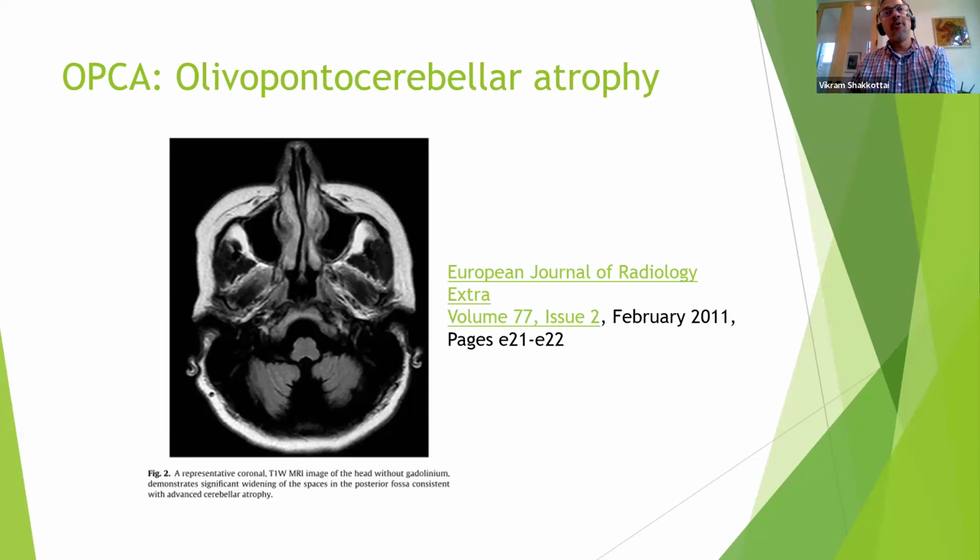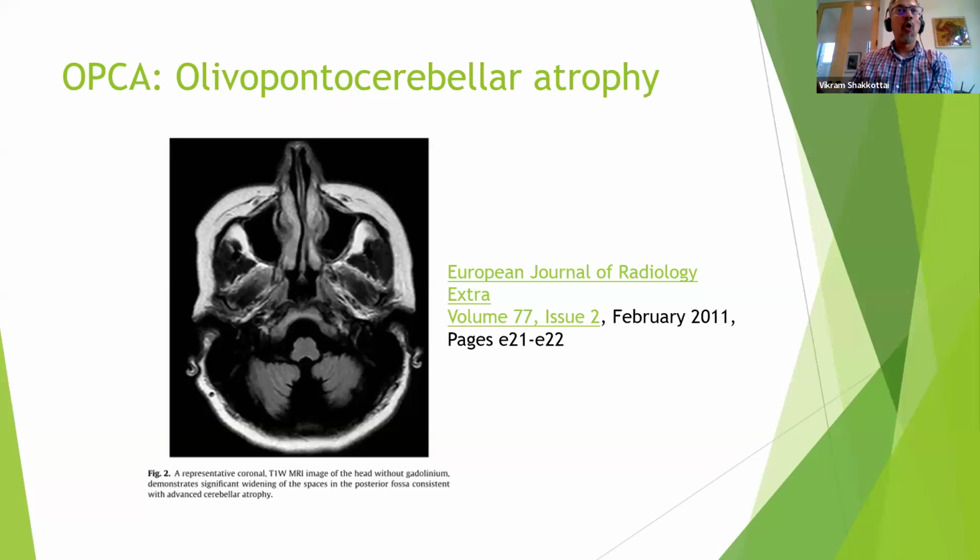There's another group of conditions where there's not a well-described hypertrophy of the olive, known as olivopontocerebellar atrophies. These were first described in the early 1920s and further characterized in the 1980s. But now we have a genetic diagnosis for many of these.